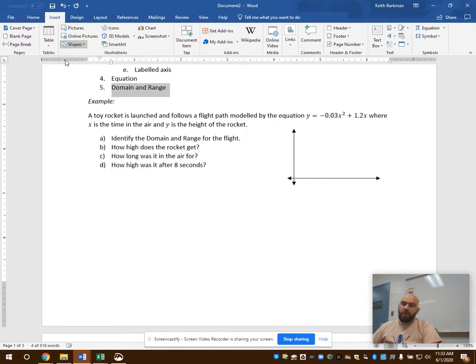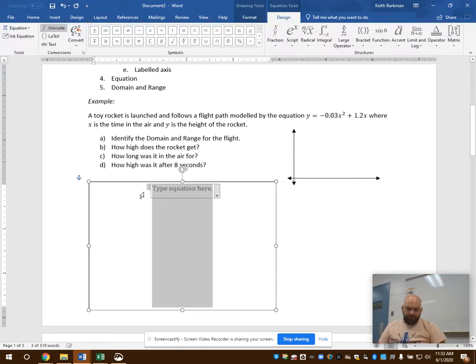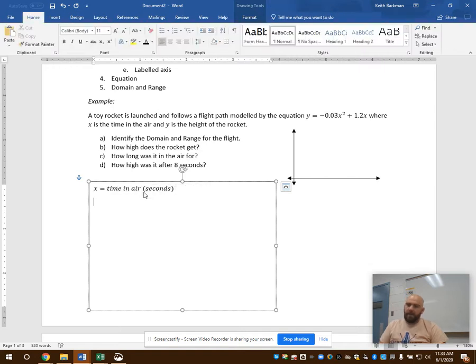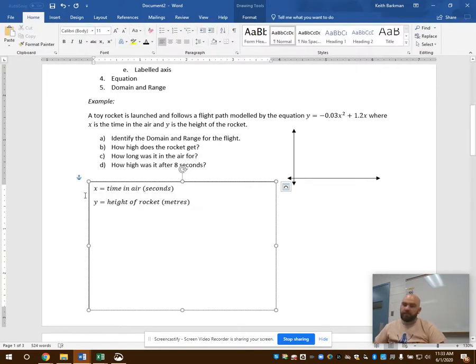We know what x and y are, and I'm just going to make a little text box here where I'm going to put all my answers just to save my notes. So things that we already know: x is time in air, and it didn't give it here, but that's in seconds. And we know that y is equal to the height of the rocket. And again, if units were given, that'd be very nice. Here they're not. We're going to say it's in meters.